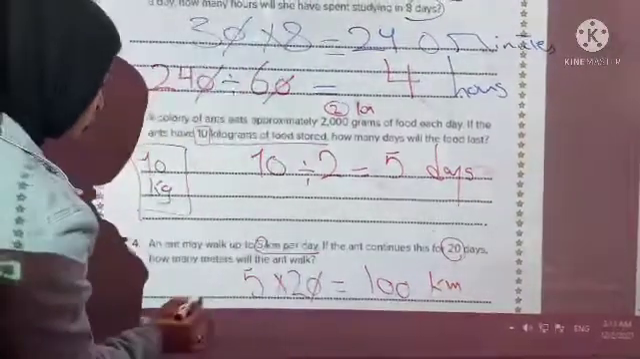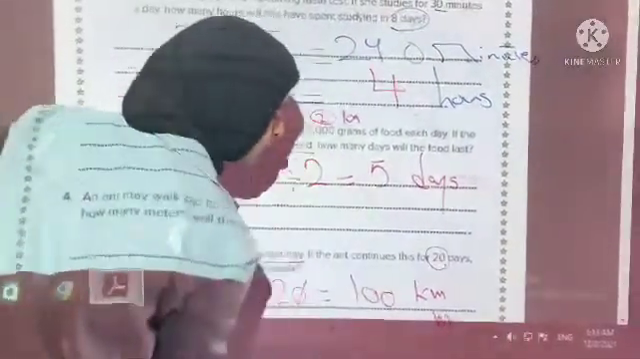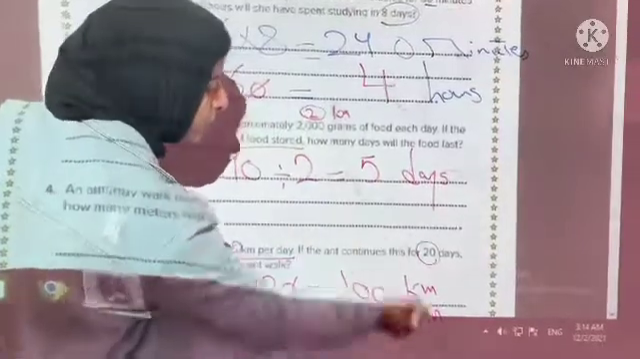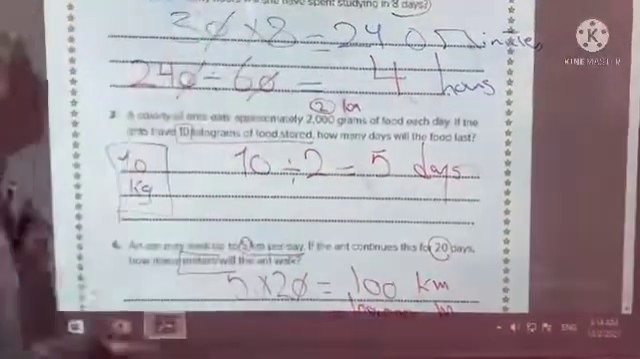But here the answer will be in meters. So I'm going to convert from kilometers to meters. I'm going to multiply by 1,000. So it will be 100,000. And now we finish Junior 4.